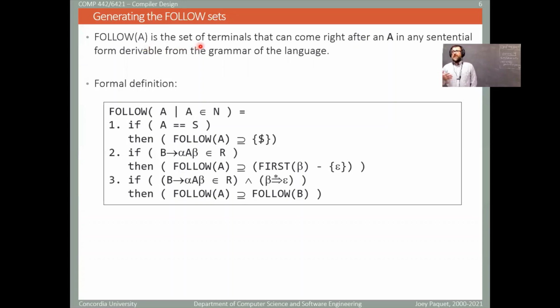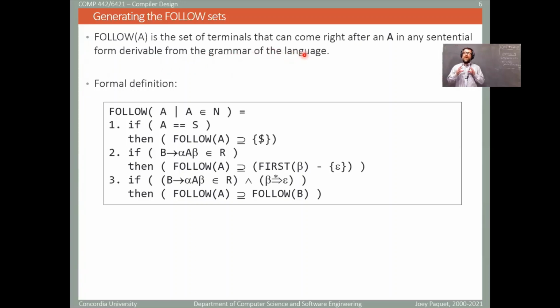So that's why we're only concerned in the definition with follow of a non-terminal. You could compute follow of a terminal, but in the operation of a parser, it's not a concept that is being used. So follow of A is a set of terminals that can come right after an A in any sentential form derivable from the grammar of the language.